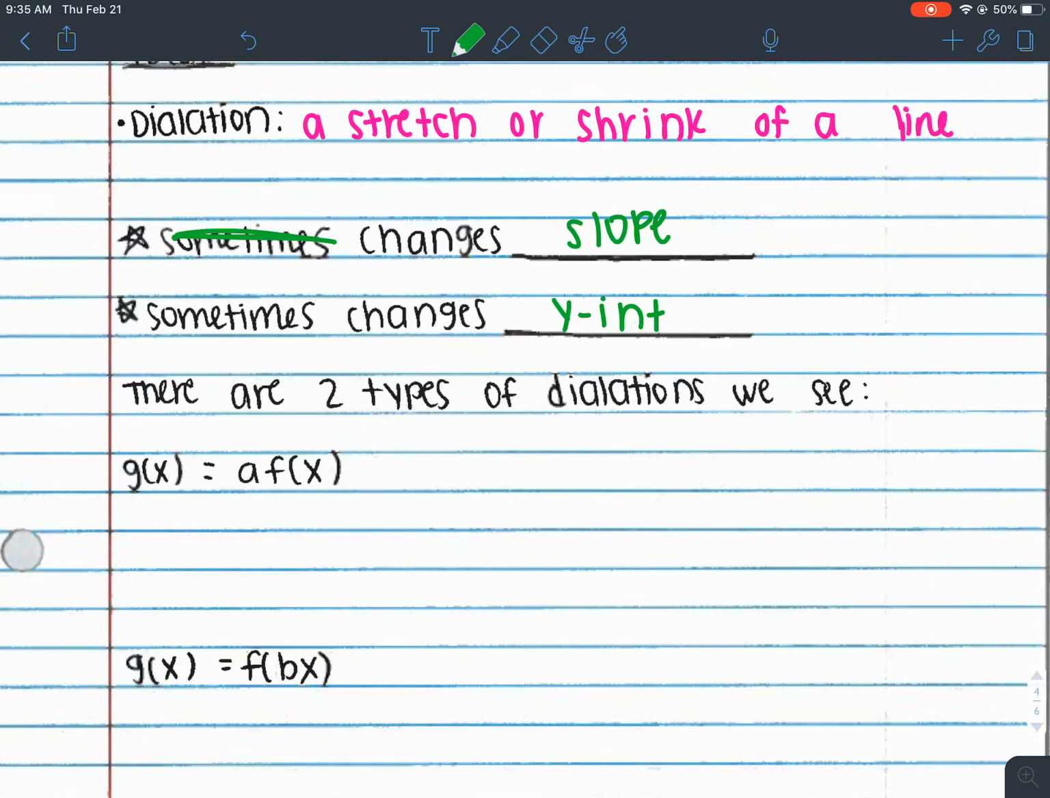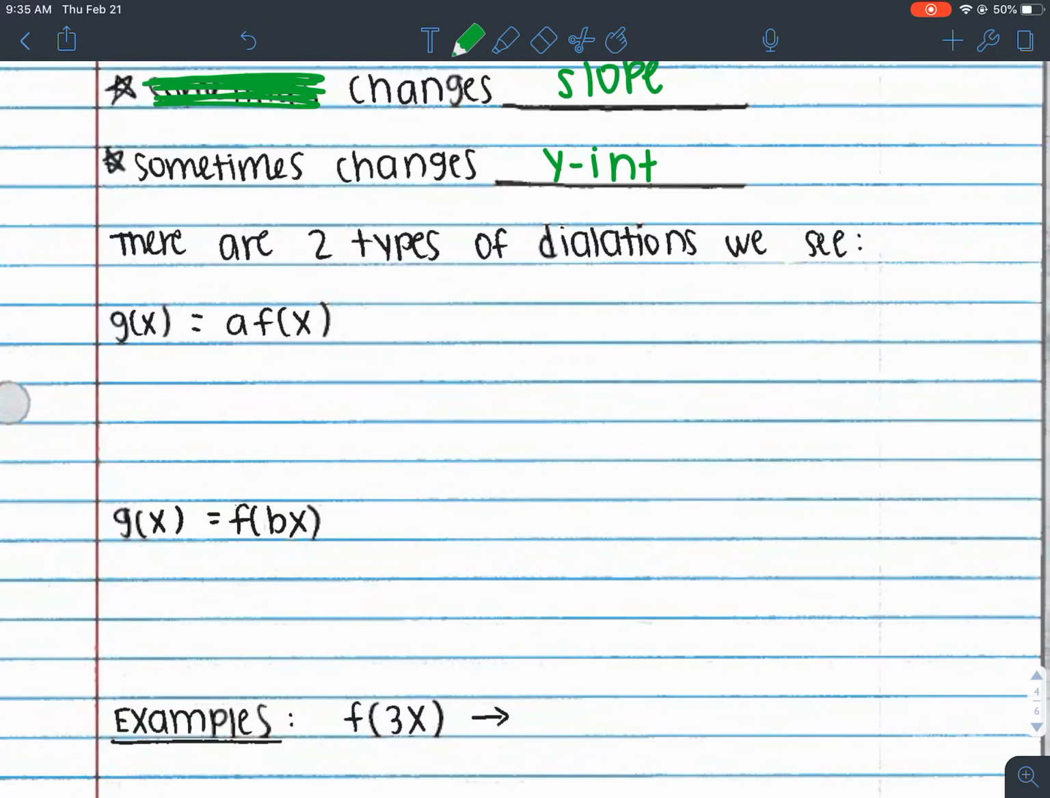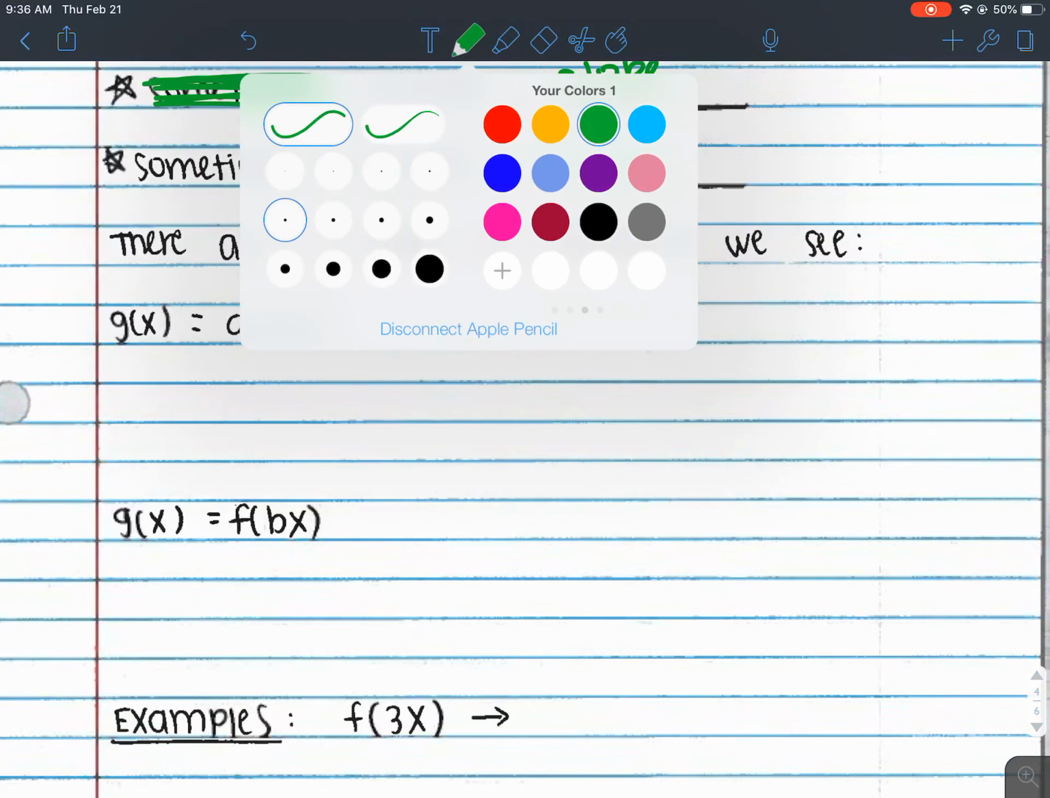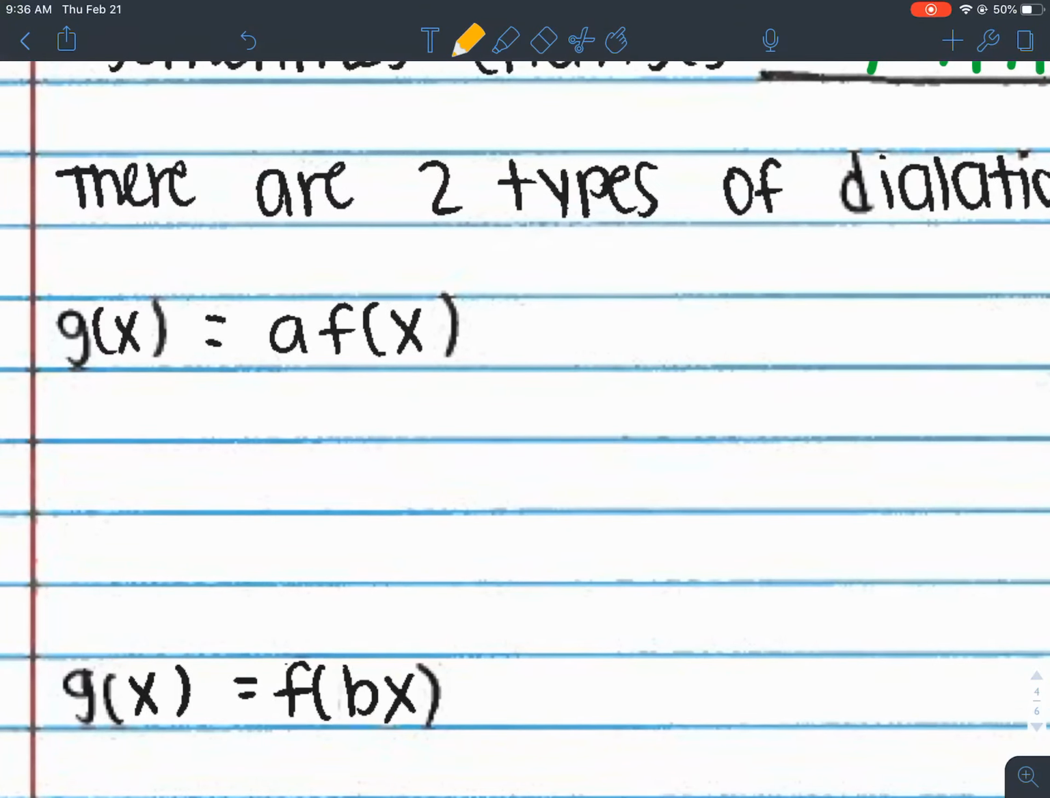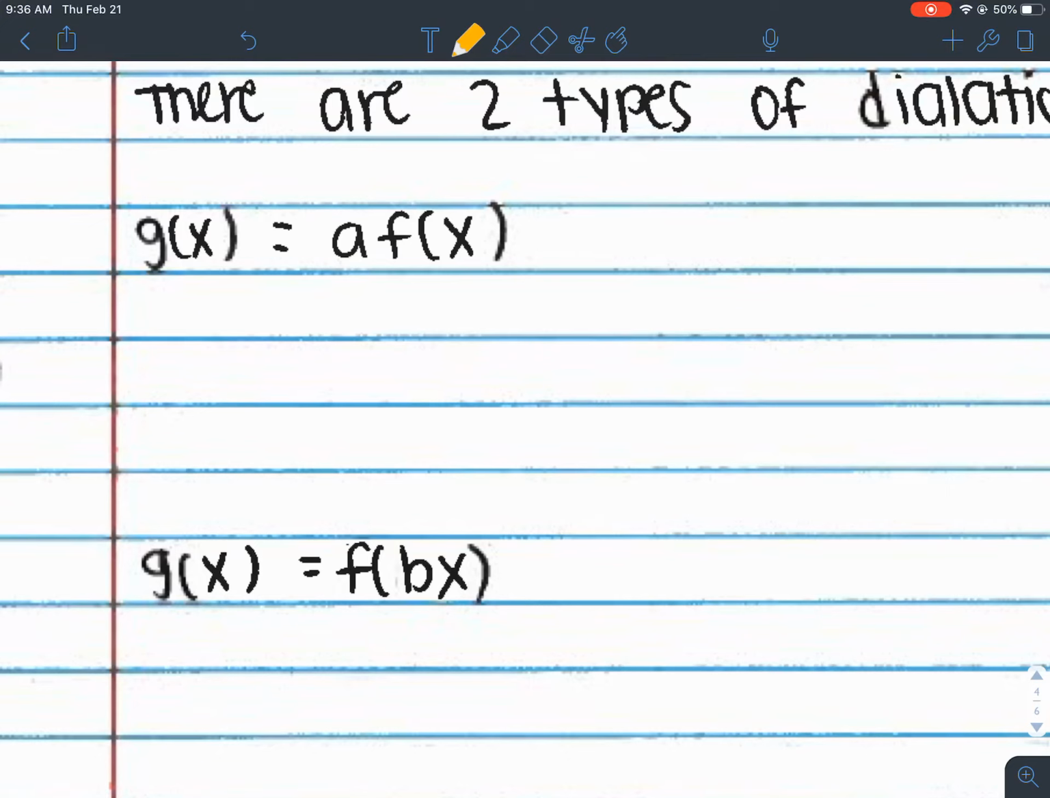Actually, I don't know why I said sometimes. It does change the slope, so I don't know why I said sometimes. It does change it. Okay, and so there's 2 types of dilations that we will see. So notice in the first one we have a letter on the outside, which is A, and on the second one we have a letter on the inside. So the important thing to know, let's talk about the difference, right? Here's the important thing. Where is the A located? It's located on the outside, and the B is located on the inside.